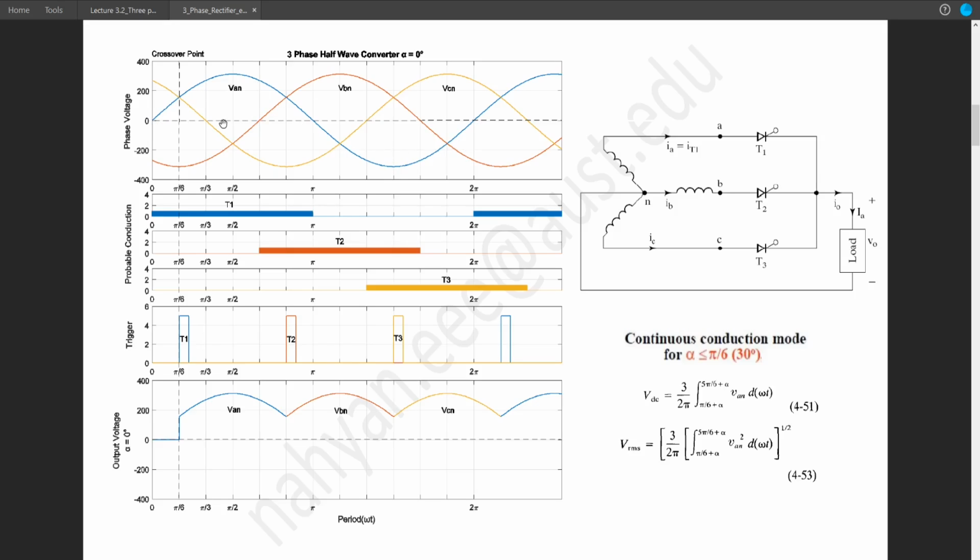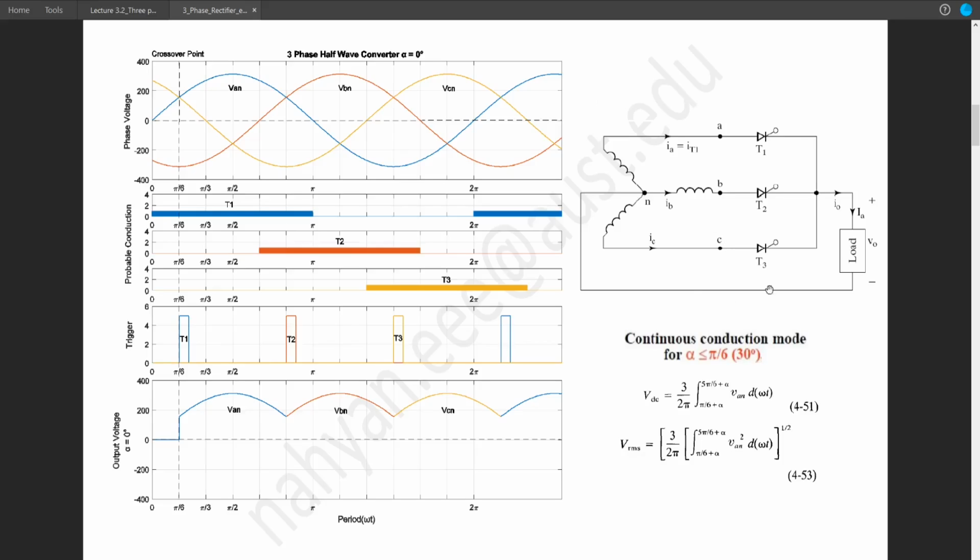So after VAN, or after 4 blocks of VAN, the VBN will start, and it will follow the same pattern as it was continued from the previous cycle. And again after 4 blocks of VBN, VCN will start, and it will follow the same pattern as well. And here is our crossover point.